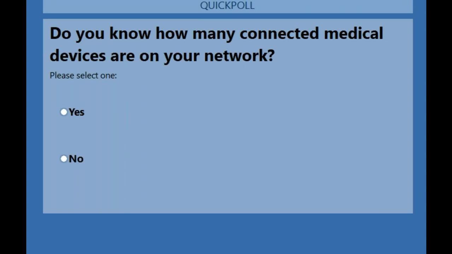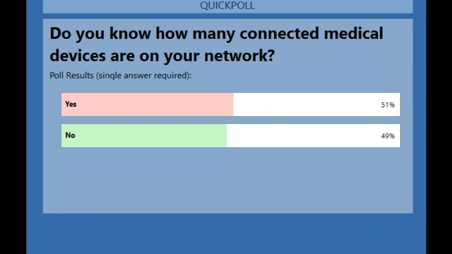If you could please have an idea, just do you know how many connected medical devices are in your network? If you say yes, it means you have them and you have a good handle on how many there are. If you say no, we will shift the discussion over and let you focus about the items that would affect life and death with respect to configuration of these medical devices. Let's go ahead and bring up the poll results.